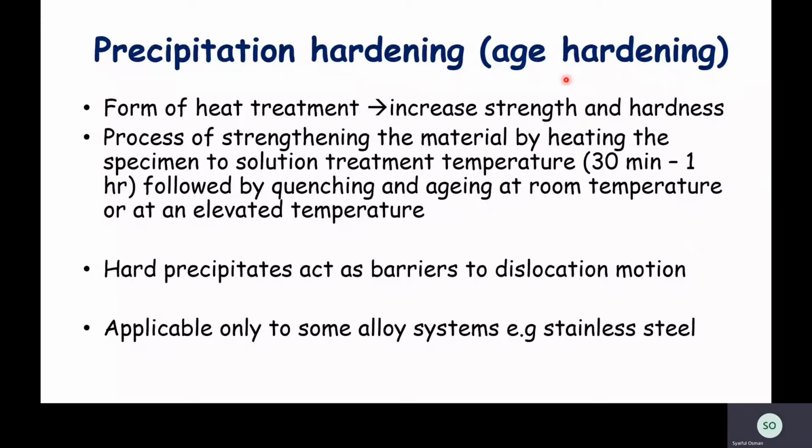The process does this by producing uniformly dispersed particles within a metal's grain structure that help to stop the motion of dislocation and as a result will strengthen the metal, particularly if the metal is malleable.